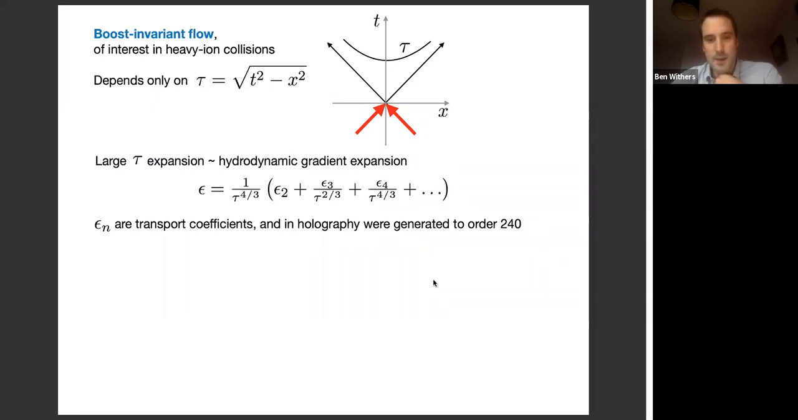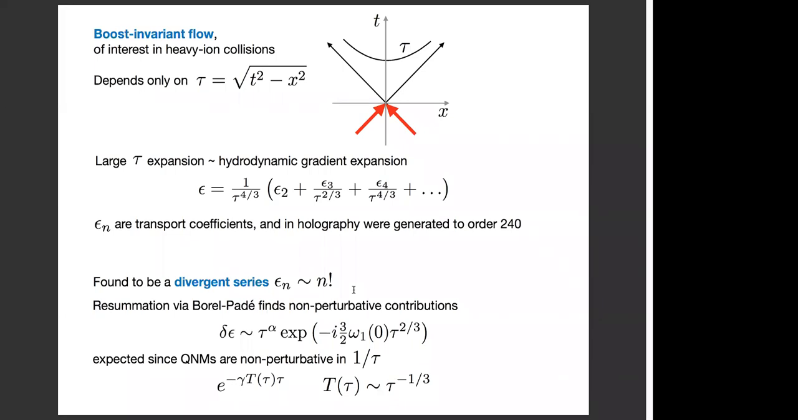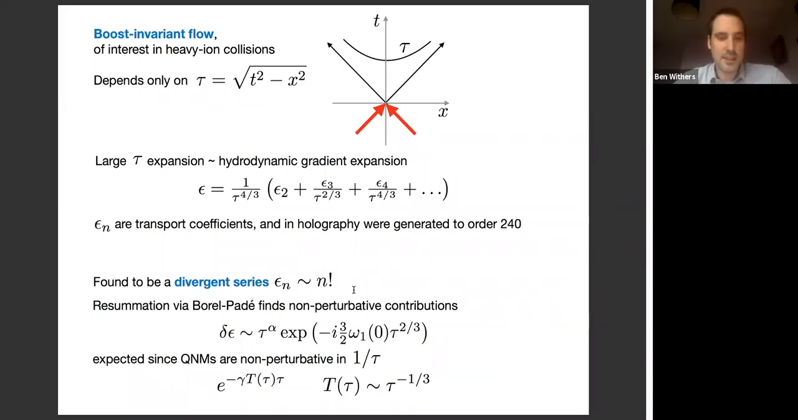What they found was that this series is a divergent series. In particular, these coefficients En grow factorially with n, which indicates that it's divergent, with zero radius of convergence. When you're faced with a series which has factorial growth, the standard toolkit you can employ is the Borel transformation. The Borel transformation basically removes this n factorial and gives you something that you can attempt to resum. The way you do that is with a Pade approximant.